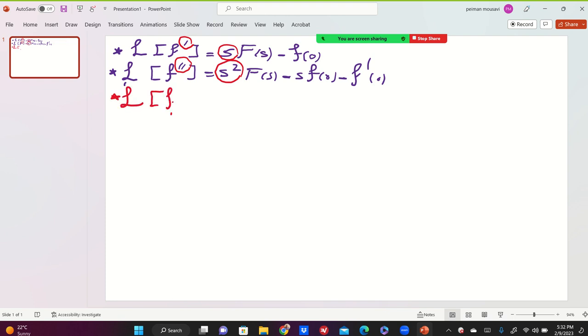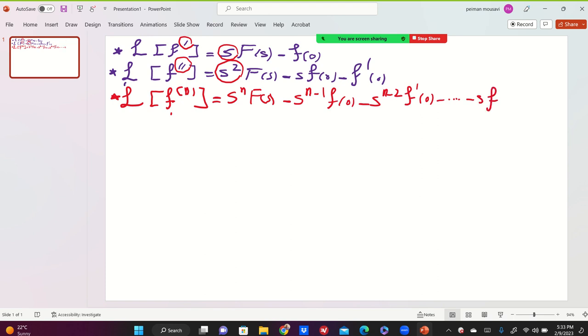You say the Laplace of the nth order time derivative of f is going to be s^n F(s) minus s^(n-1) f at time 0, minus s^(n-2) f prime at time 0, and it continues to minus s f^(n-2) at time 0, minus f^(n-1) at time 0. This is the general statement for the Laplace of the nth order derivative of a function.